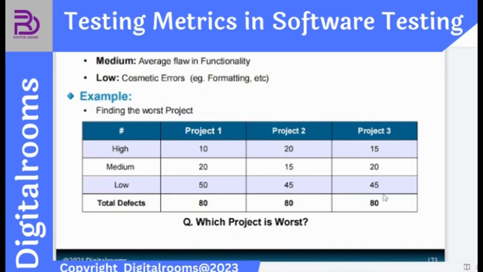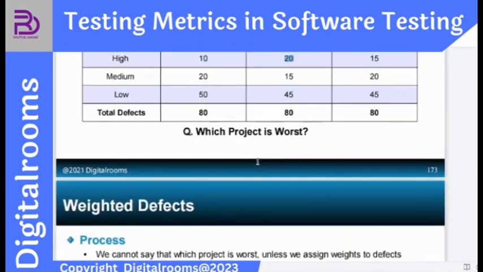and project 3 80. Now how will we understand which project needs to be fixed first? Correct. So we'll be looking at how many defects each project has in high severity. If you see it, project 2 has the highest severity with 20 defects in its list. Correct.